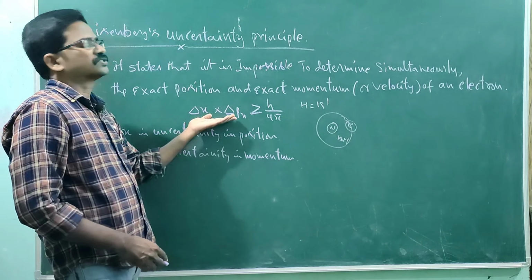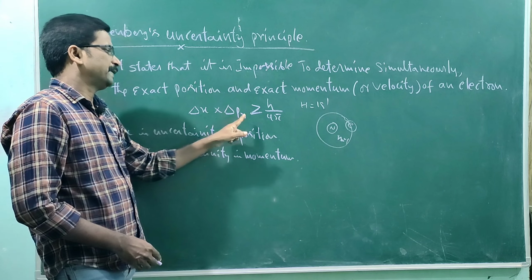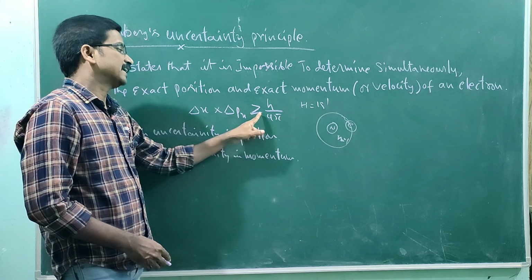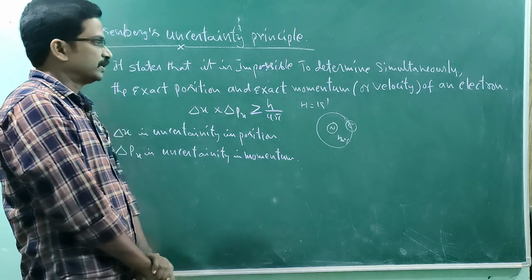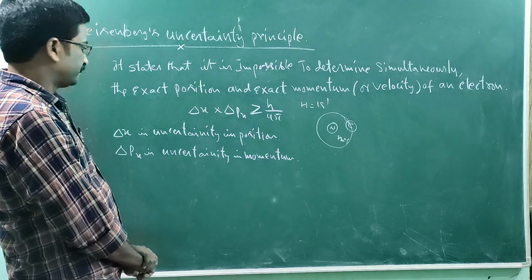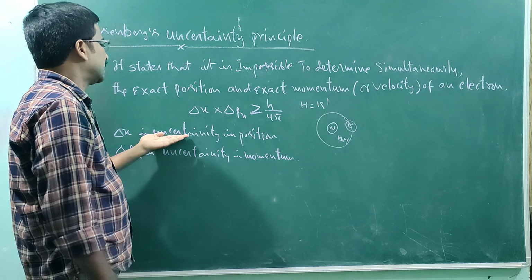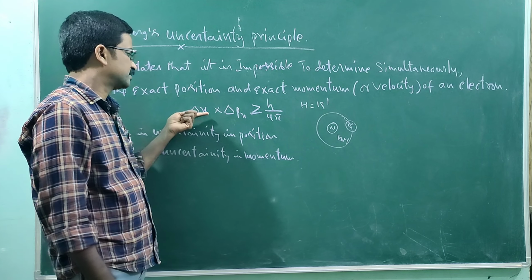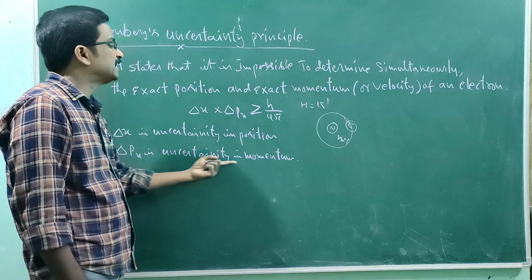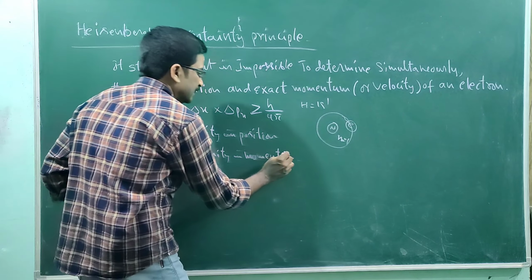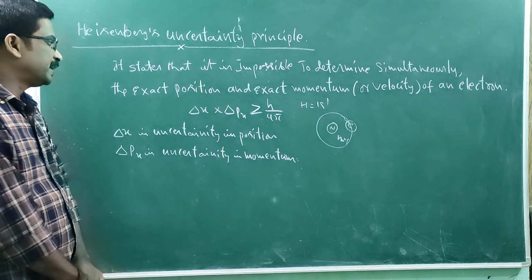Next, what does this formula mean? Del x into del px is greater than or equal to h by 4 pi. Del x means uncertainty in position. Del px means uncertainty in momentum.